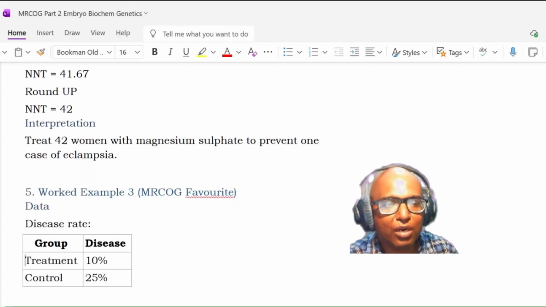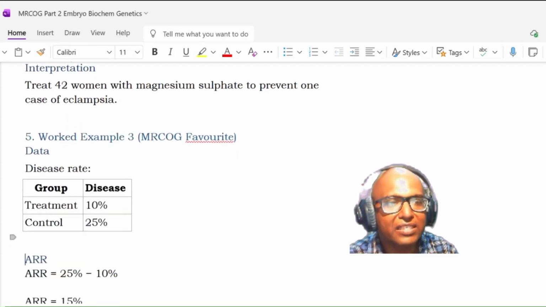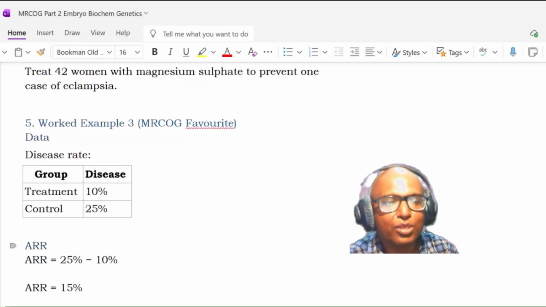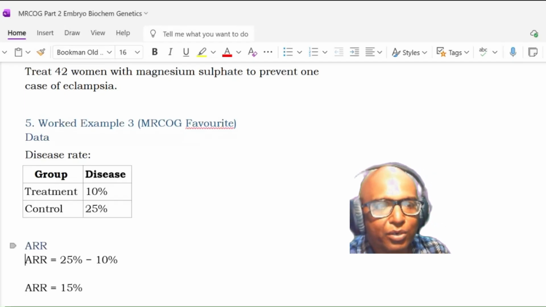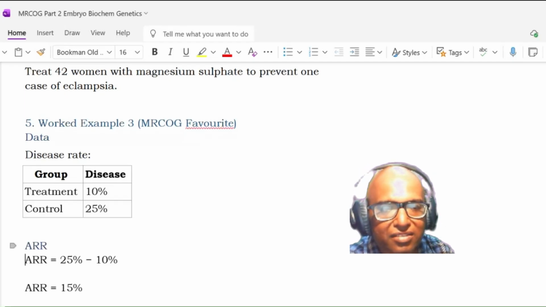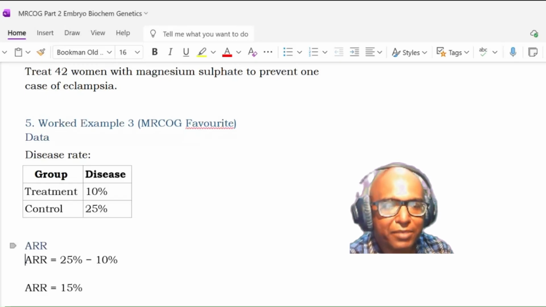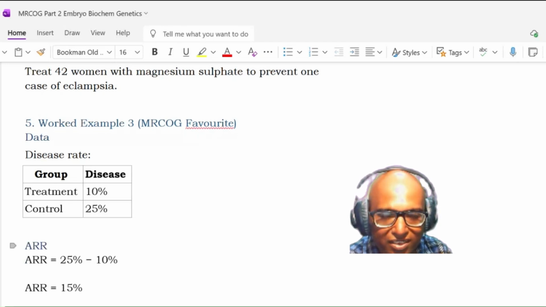Okay. So another example we will see about the disease rate. Disease rate in a treatment group is around 10%. Disease rate in the control group is around 25%. So absolute risk reduction is 25% minus 10%. That is 15% is the absolute risk reduction.